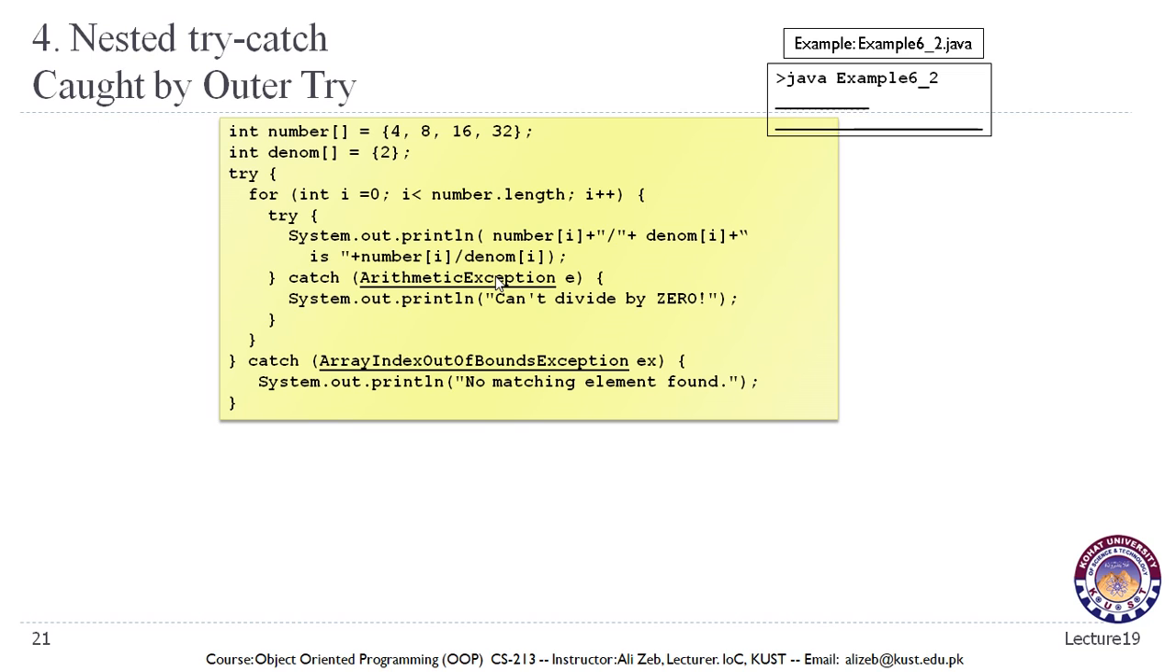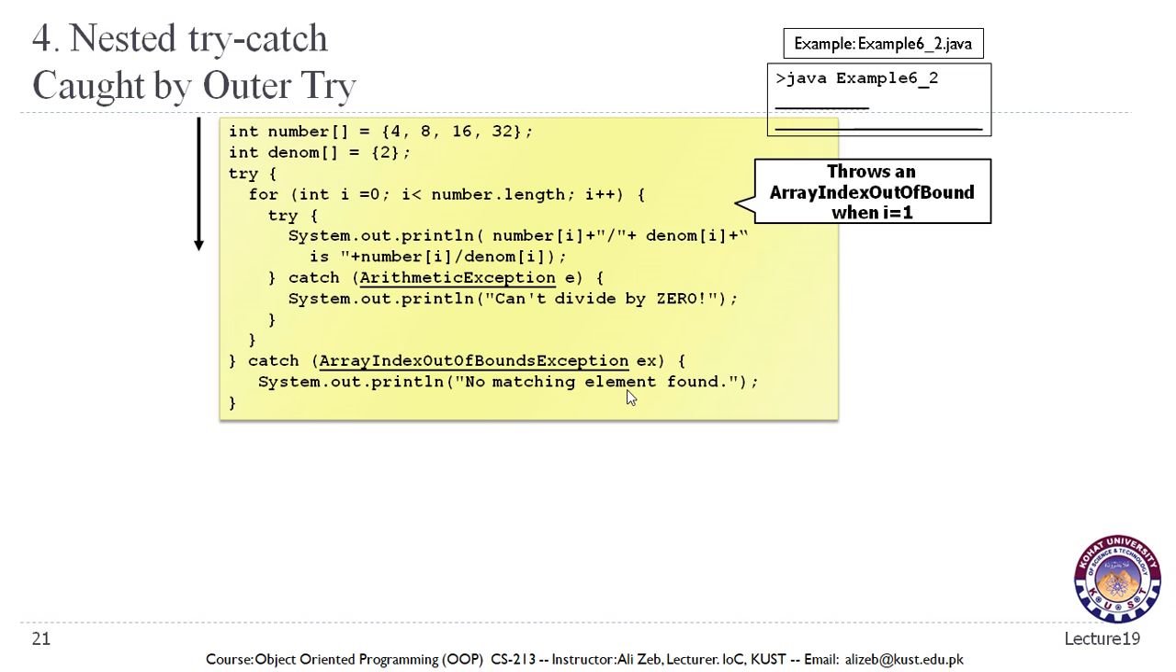But when I is equal to 1, the element at index 1 in the number array is 8, but there is no index position 1 in our denom array. So we have run out of index in this second array, and that is where the array index out of bounds exception should be generated, and that exception will be handled by our outer try block. This error is not handled by the inner catch block. The inner catch block is trying to catch the divide by 0 error, or the arithmetic exception, and the outer catch block is trying to catch the array index out of bounds exception, and that exception will be caught at this point in this catch block.